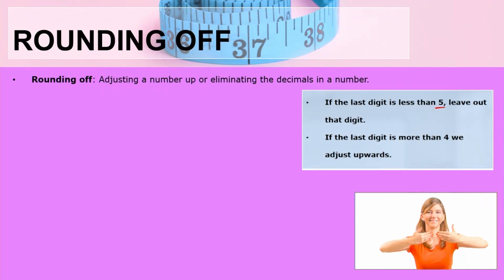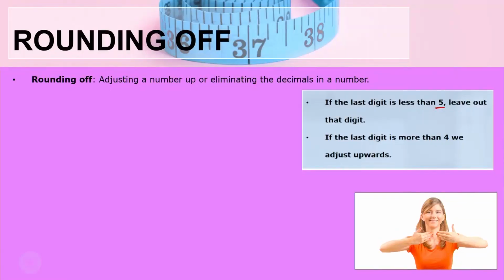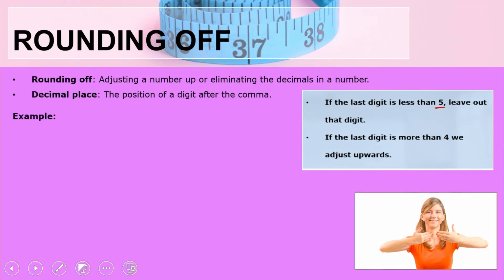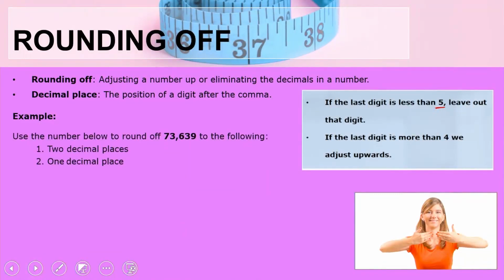Number one, we say if the last digit is less than 5, then we leave out that digit. Or even if it's a decimal, we will leave out the decimal. And then if the last digit or a decimal is more than 4, then we adjust upwards. So I will be referring to this principle as I do the examples with you. Remember we said the decimal place is the position of a digit after a comma. So now let us have a look at the first example.